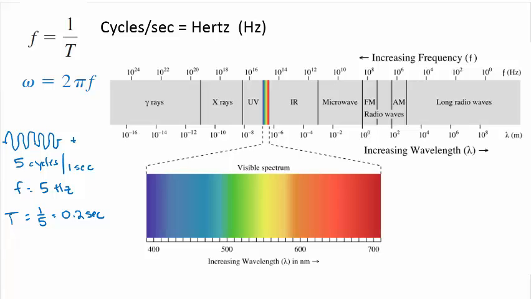So you can actually think about the fact that they are inverses and not just take the formula for granted. So for example, 5 cycles in 1 second means it would take 1/5 of a second to complete 1 cycle. So 1/5 of a second is the time it takes to complete 1 cycle, which is the period.